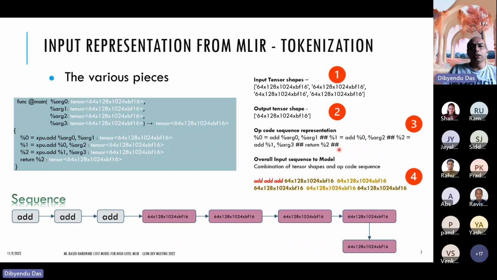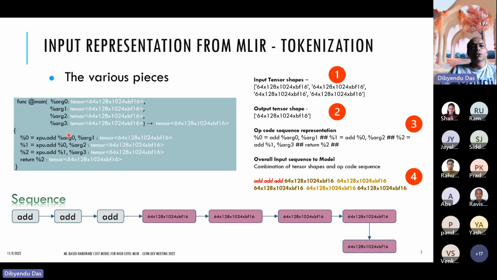So at the end of the day, you'll see the full opcode here will be tokenized in this form on the right. And then we combine all of these three things. So these are three important things: the input shape, the output shape, and the opcode sequence as tokens.